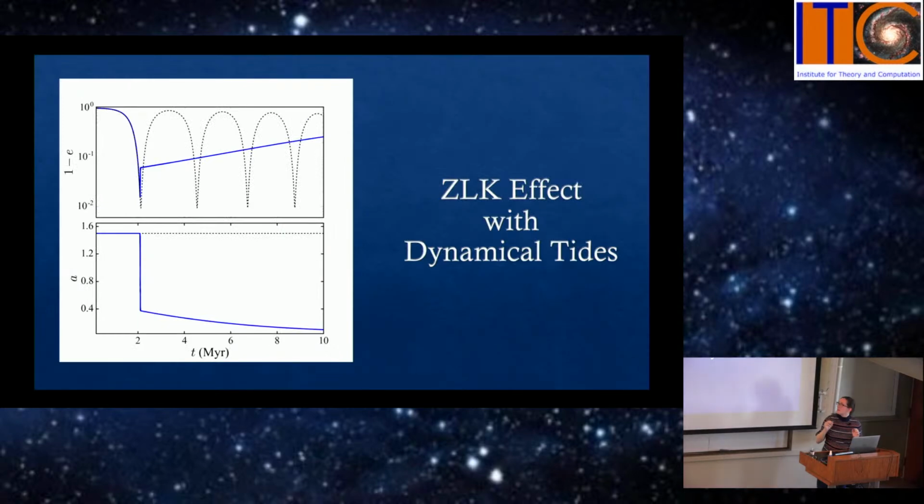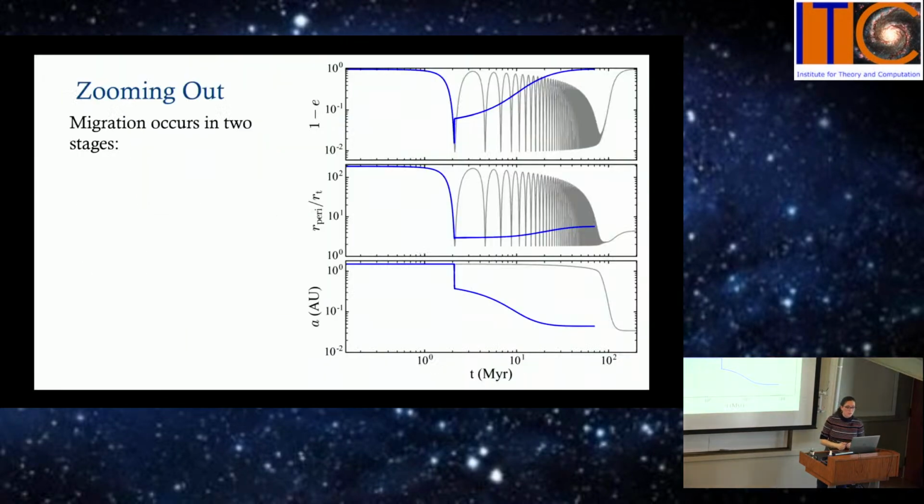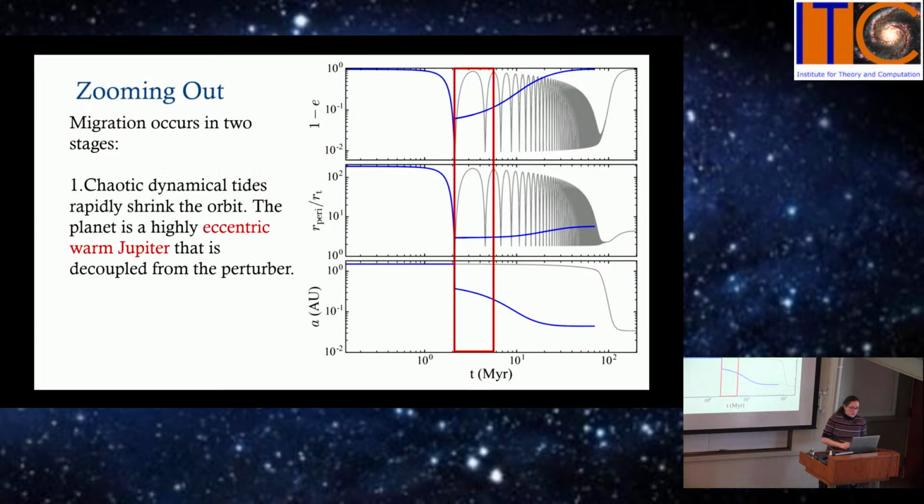So now we'll go back and zoom out a little bit to see what's the longer-term story. Longer-term migration occurs in two phases. The first is that the chaotic tides rapidly shrink the orbit. At that point, the planet is a highly eccentric warm Jupiter. I should point out it's still very eccentric, upwards of maybe 0.85 eccentricity. So this is not circularized a whole lot.